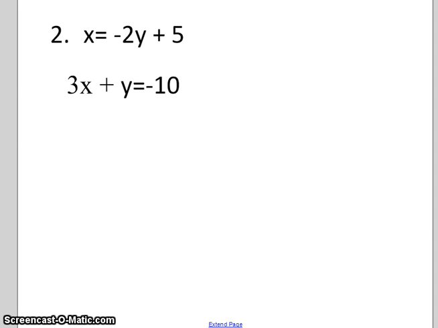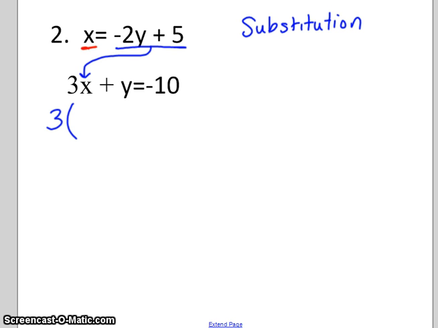Second one, we don't have a graph for. Okay, and we have a variable by itself. Alright, so what's a good method to use is substitution. Okay, substitution's great here because all we have to do is plug this in for x into the other equation. Okay, if you want to pause it here and try it out, go ahead. If not, continue listening.